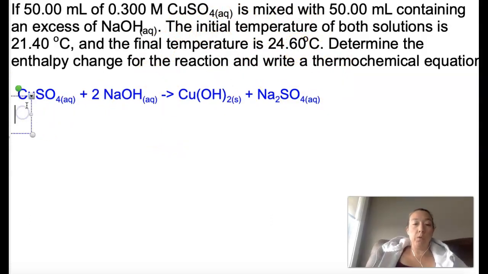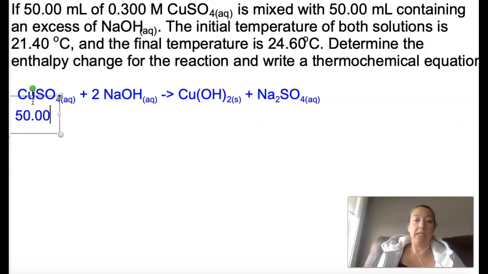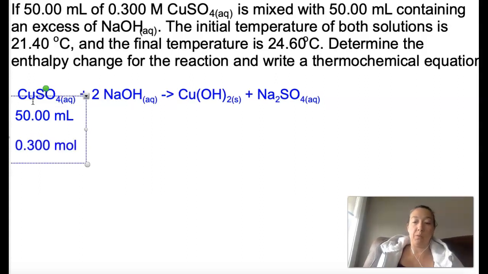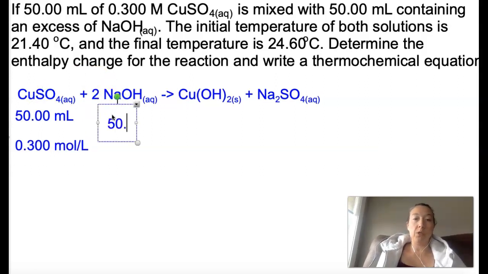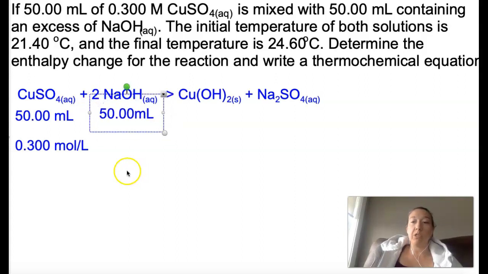So we were told that we had 50 mL of the copper sulfate and that it was at a 0.3 mole per liter concentration. We were told for the sodium hydroxide that we also had 50 mL. We were not given a concentration for this one. Instead, we were just told it was in excess, okay? So when you think about it, when I look at these reactants, the one I'm going to be able to determine moles for is going to be the copper sulfate, because I can convert milliliters to liters. That'll allow for me to get rid of the liters and give me moles, okay? So that's going to be the one that I am going to be finding.